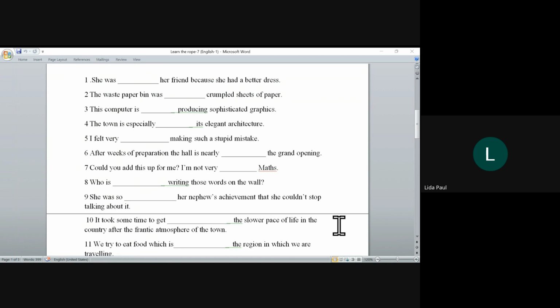Famous for, okay, let's say famous for is the answer. Is there anything else you think would be suitable here? Okay, so for the time being, let's take the expression famous for. The town is especially famous for its elegant architecture. But could you run through other options that we have?